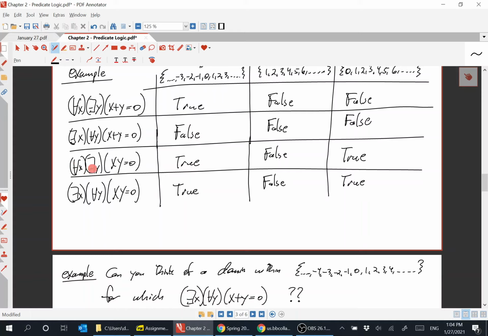For every x, there exists a y such that x times y is equal to 0. Sure. Which y would you pick? Y equal to 0. 0 times whatever is 0. So, as a matter of fact, the stronger statement: there exists one x such that universally for every y, x times y equals 0. What is that x? X equal to 0. When you pick x equal to 0, for any other y that you choose, x times y is equal to 0.